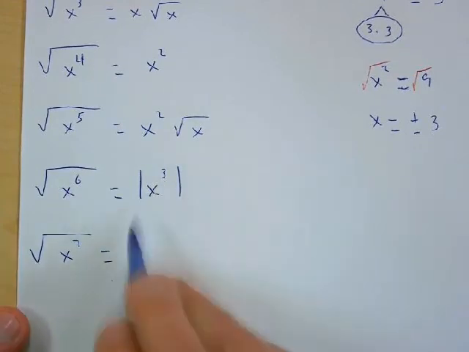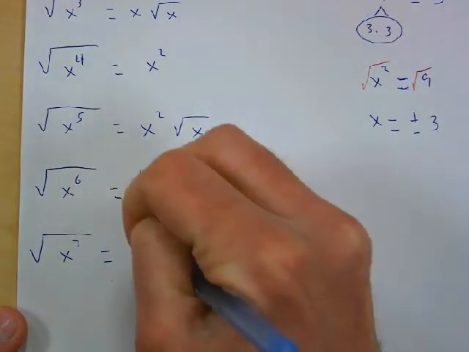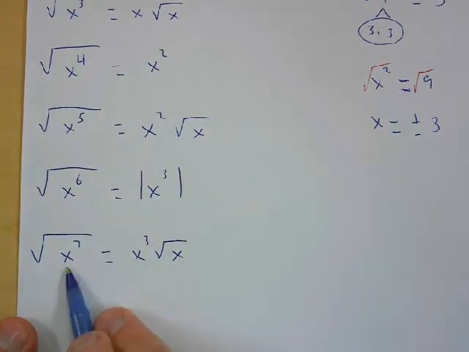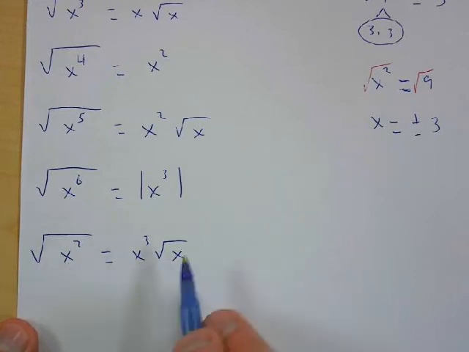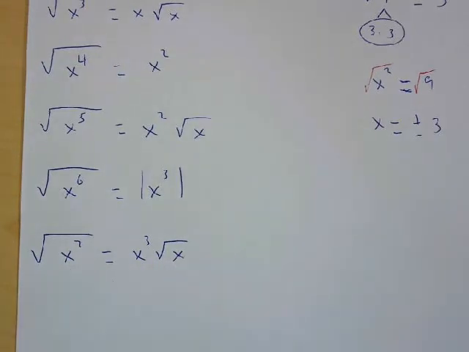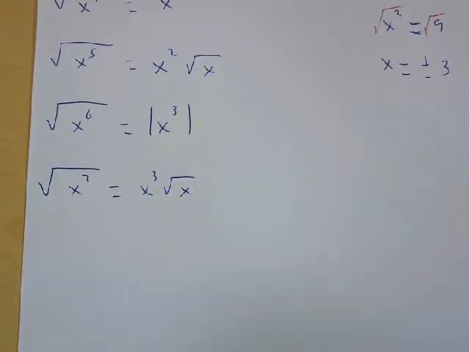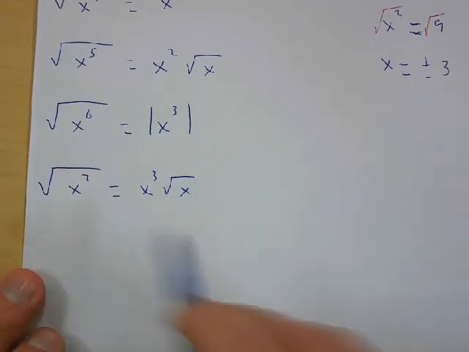Well, I can make 3 groups of 2, so I can take out x to the 3rd with 1 x left over. Okay, do I need any absolute value bars? Let's see, can x be negative here? No, because if it was, I'd be taking the square root of a negative. So I have to assume this is positive, which means that's positive and that's positive, so we're good. Okay. So again, that one's kind of silly because we have to assume it's positive. That's where it can get a little confusing. Okay. But that's the answer.